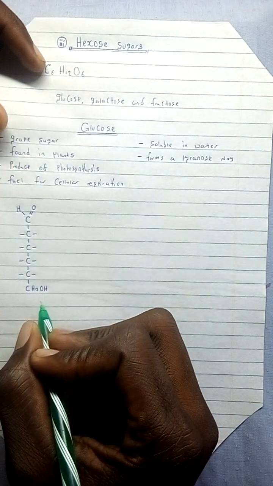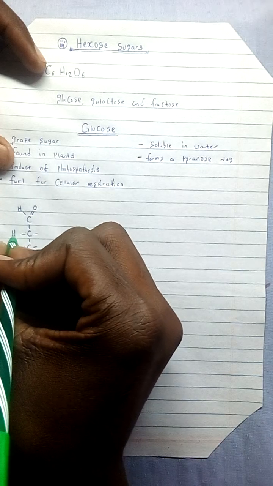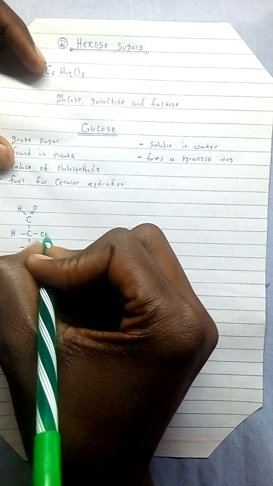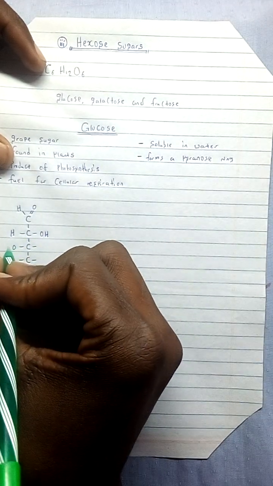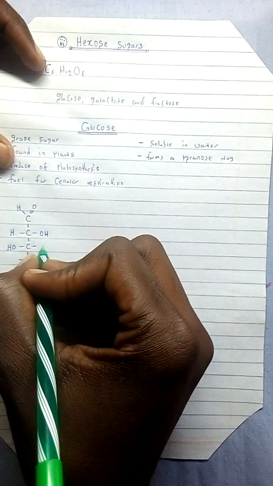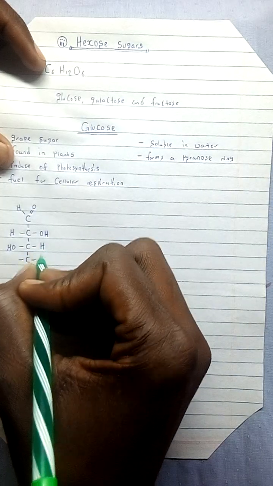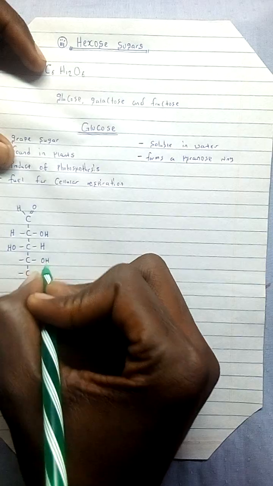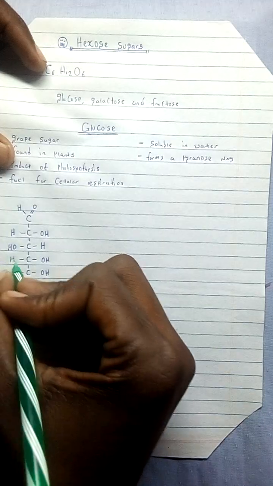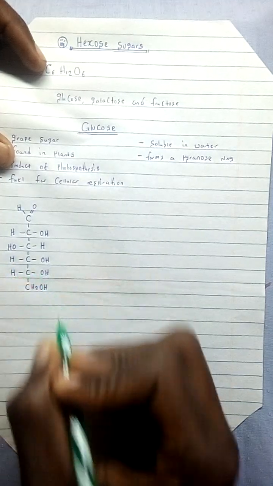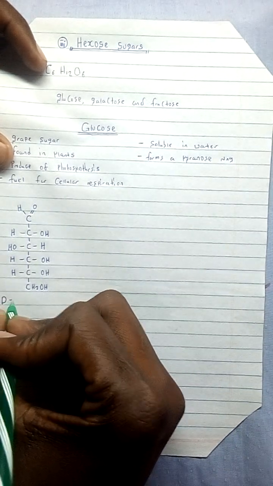Alright, guys. So you simply start with an H here, then here you put an OH. Okay, you come here and put an OH. You come this side and put an H. From there, this side you put OH. This side you put H and H. This is D-glucose.